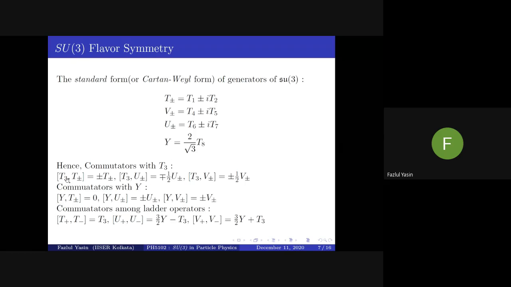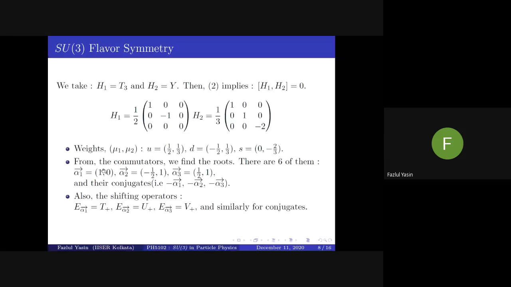As we have seen here, the adjoint of T3 and T plus will give us plus. The adjoint of T3 times T plus gives us plus of T plus, 1 over 2 times T plus, and similarly the adjoint of Y times T plus gives 0 times T plus, and this gives us the first root, 1, 0. Taking the conjugate, that's a negative 1, will give us basically the negative of that, that's minus of the alpha 1 vector.